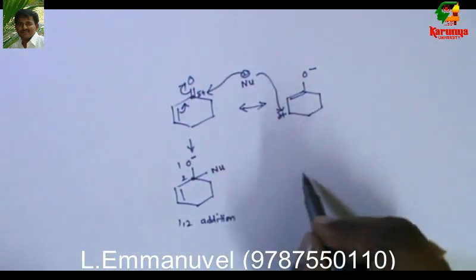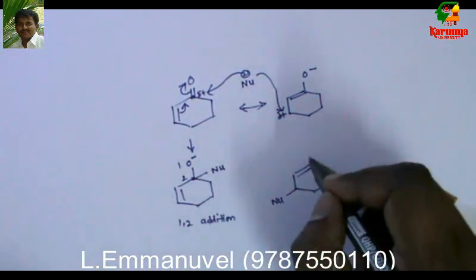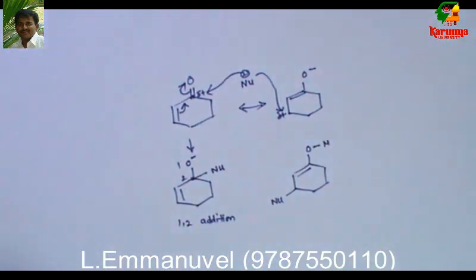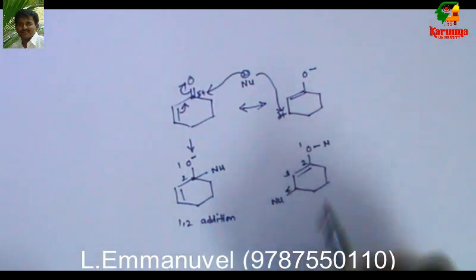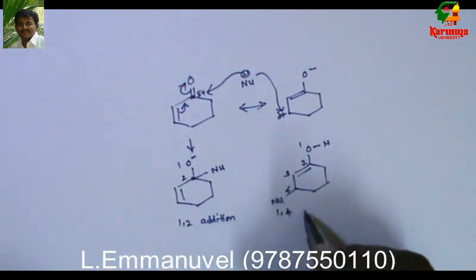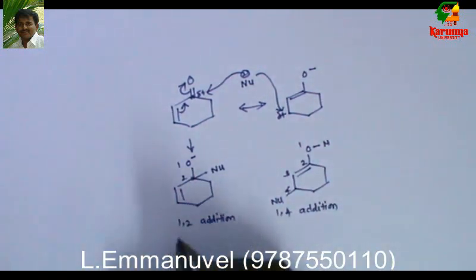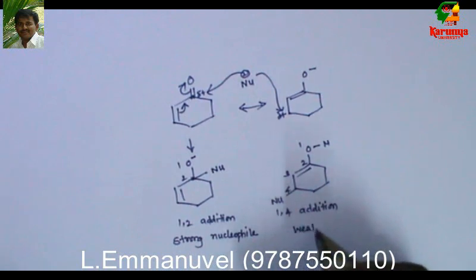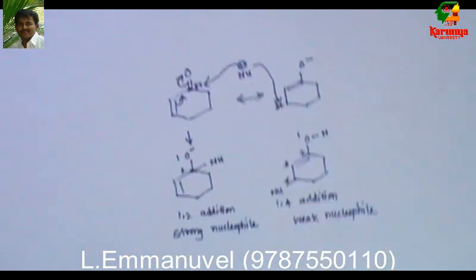If the nucleophile adds here, the nucleophile will be here and the counter ion will be on this, say for example some metal. Now they are on 1,4 atoms. It is called 1,4 addition. Generally, a strong nucleophile prefers 1,2 addition. A weak nucleophile prefers 1,4 addition.